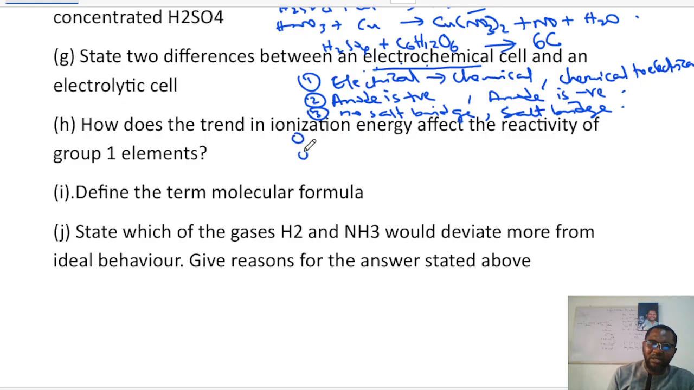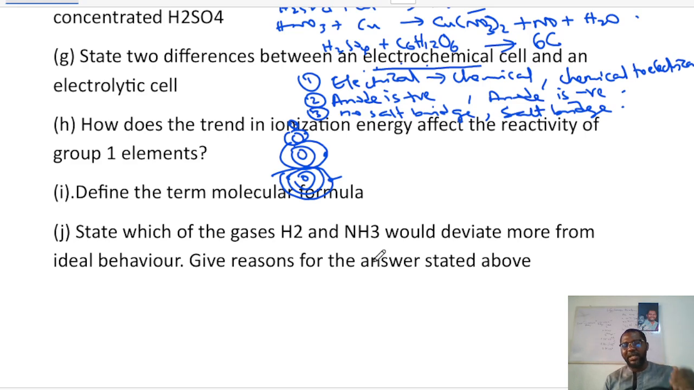hydrogen has 1 shell, lithium 2, sodium 3, potassium 4, and it keeps going. You notice that it becomes easy to knock off the valence electron as you go down the group. And the easier it is to knock off the valence electron, the more reactive it is. That means the ionization energy decreases down the group, with an increase in reactivity. Or we can say reactivity increases with decrease in ionization energy.